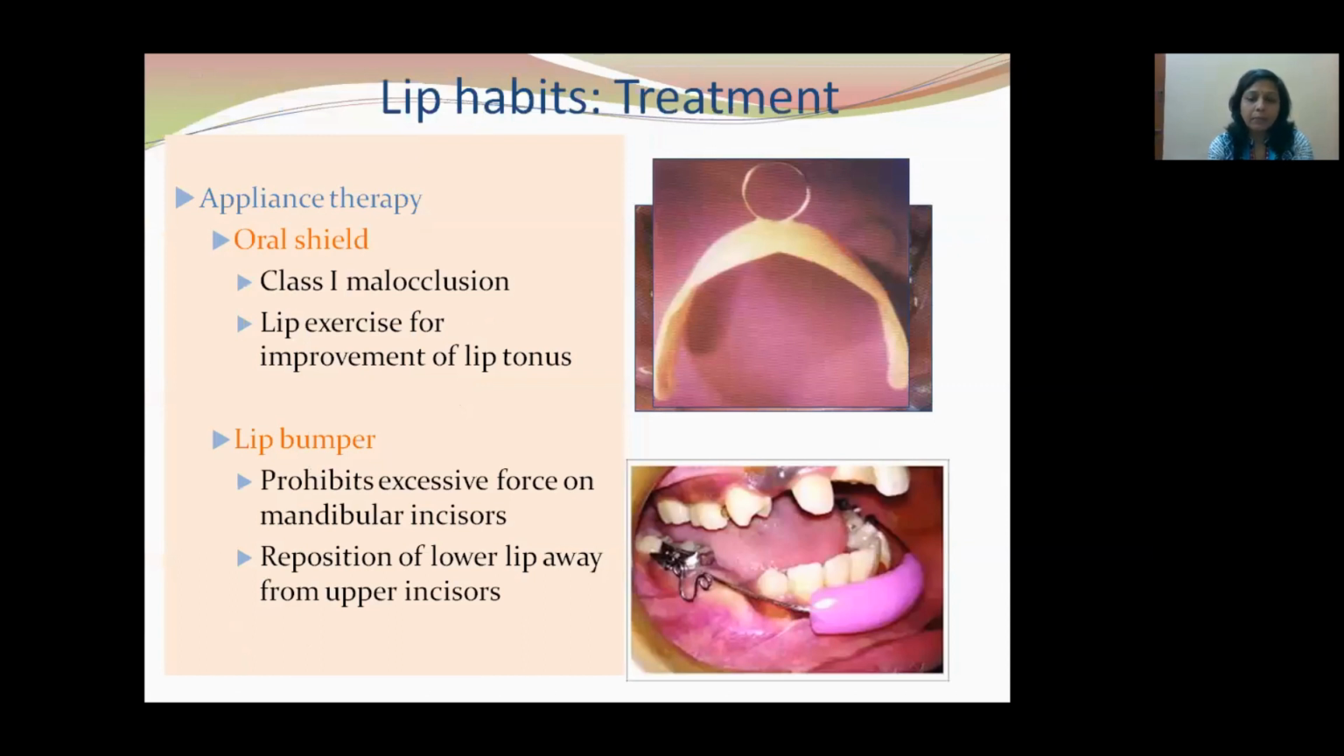Appliance therapy for lip habits will include the oral shield in the class 1 malocclusion, and it will increase the lip tonus by the lip exercises. Lip bumper is another appliance which prohibits excessive force on the mandibular incisors, and it will reposition the lower lip away from the upper incisors.